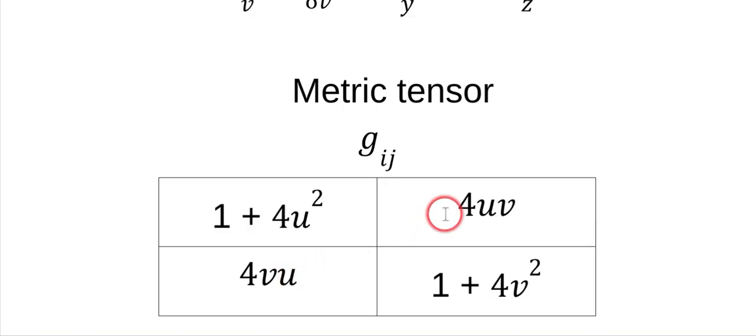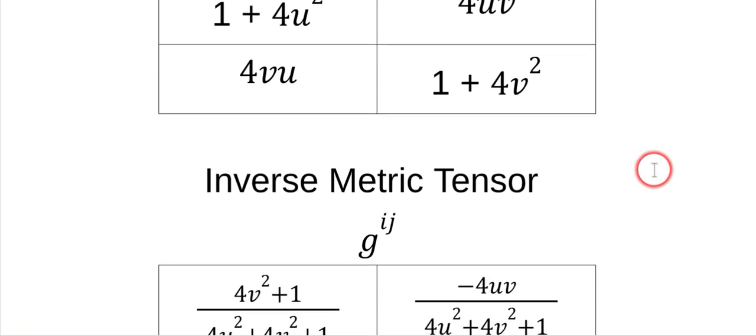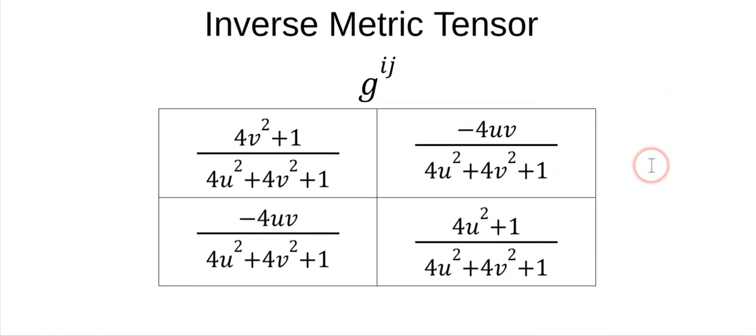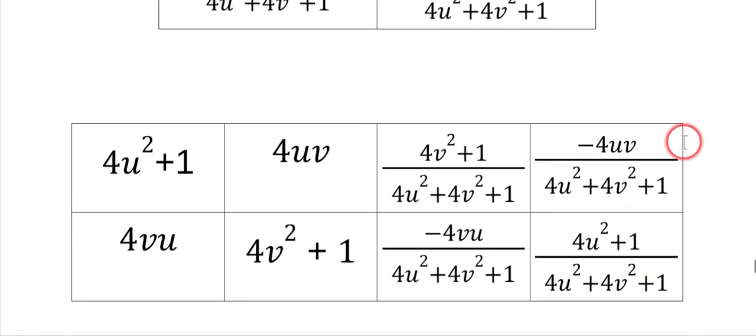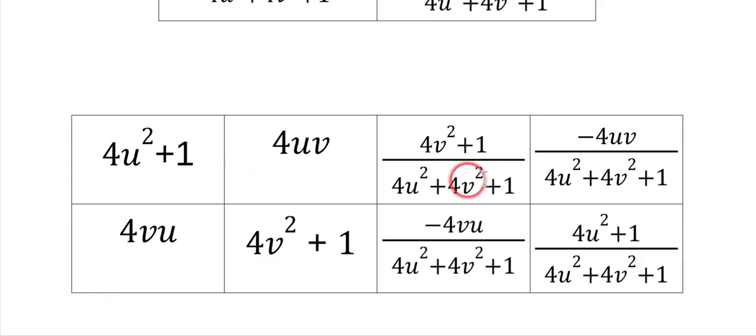And this one's obviously not. So the inverse of this is hard, and it looks like this. And I was looking at these this morning, and I noticed a pattern. I'm going to put them side by side. Here's the metric tensor. Here's its inverse.